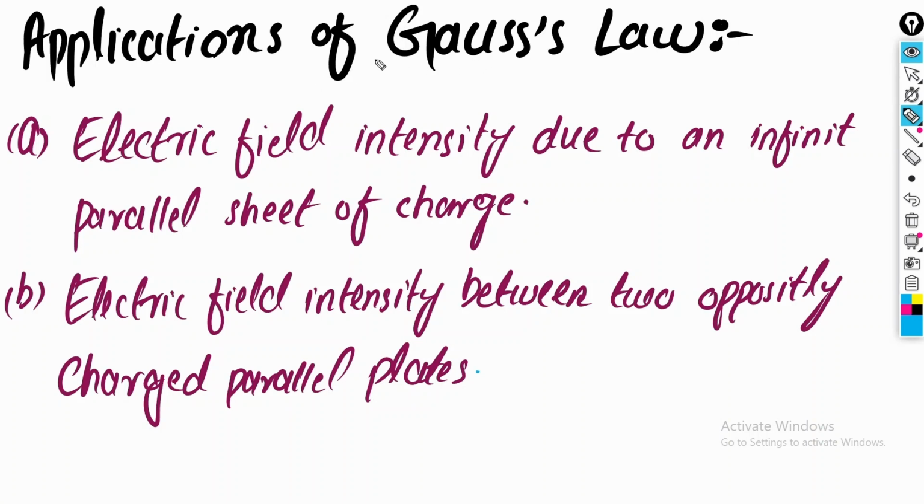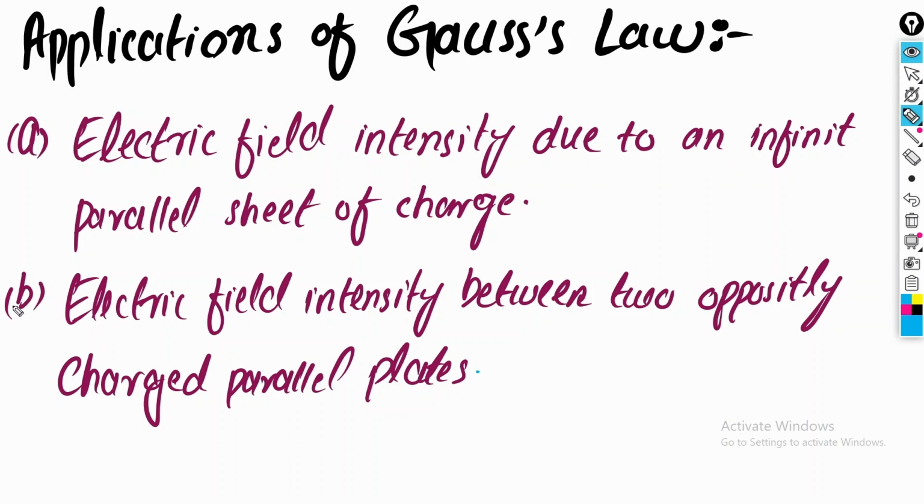Today in this video, we will discuss the applications of Gauss Law. Gauss Law has many applications, but I consider two of them. The first application is if a large number of positive charges are arranged in a plane sheet and someone asks you to find the electric field intensity at some distance r from that sheet, then Gauss Law helps us to find it. So the first application is the electric field intensity due to an infinite parallel sheet of charges.